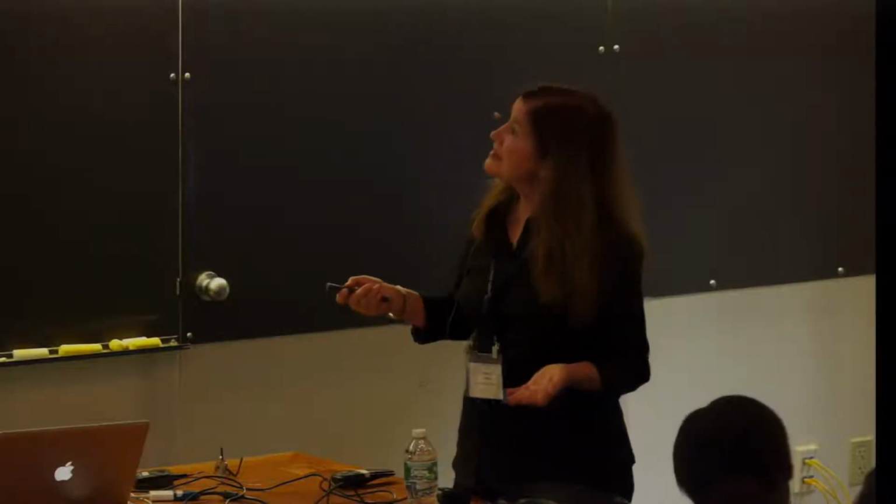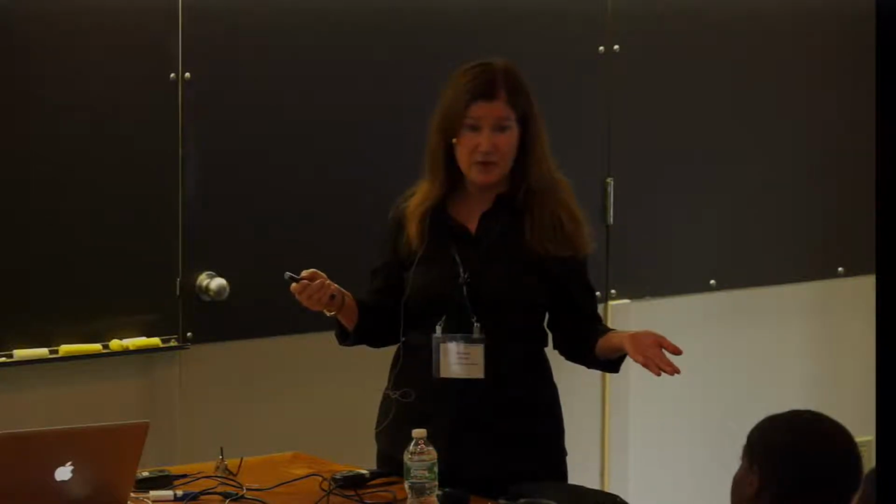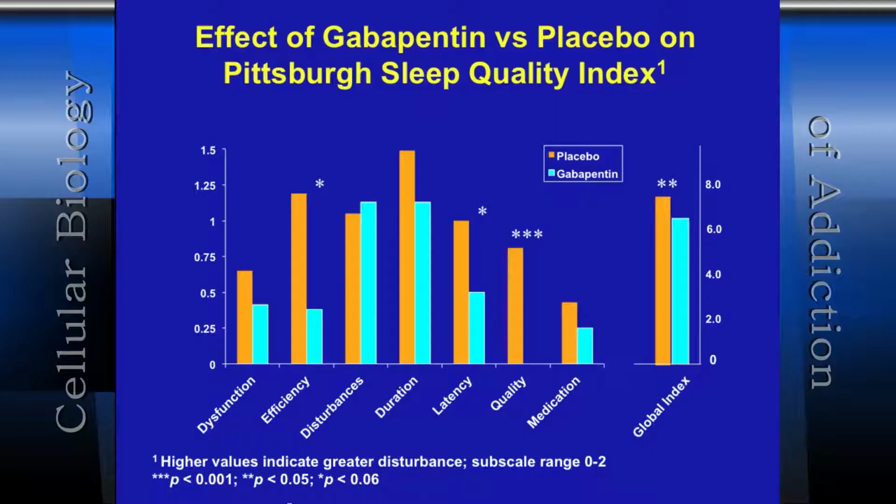So there was an improvement in sleep efficiency, sleep latency, that's the amount of time it takes you to fall asleep once you lie down. Sleep quality was quite improved with gabapentin, and then the overall global index of sleep quality was improved. So consistent with what you would expect with a medication that is shown to normalize the CRF-GABA interactions in the amygdala in dependence models, and in animals we got a nice effect in humans as well.